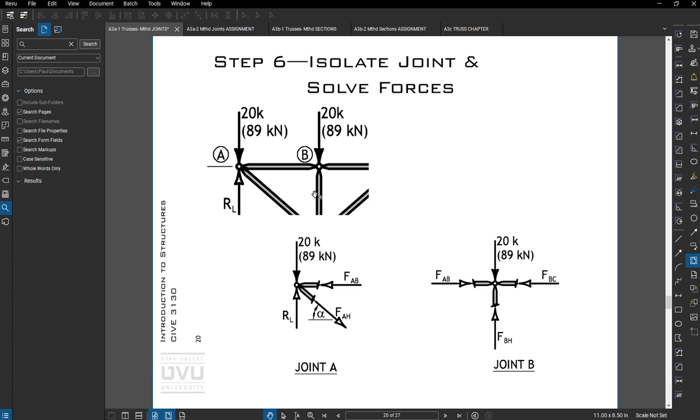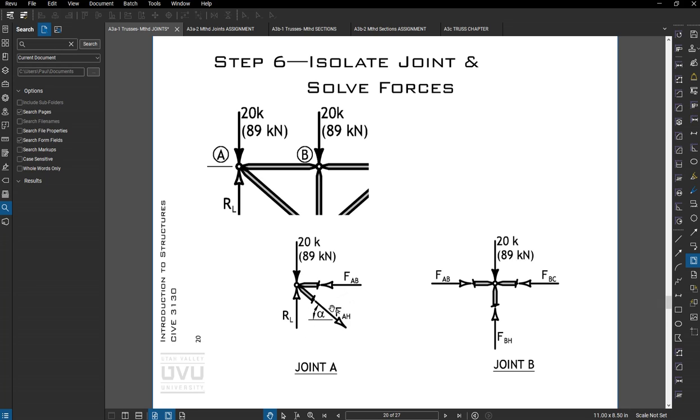Okay, the next is we're going to isolate each joint and solve for the forces. So I'll draw a free body diagram of node A here and include all the loads, and any members that I cut, I'm going to represent those members as a force along the length of the member. So at joint A, I have 2 unknowns. I know my reaction, and I know this load here. With that information, I can do sum of forces horizontally, sum of forces vertically, and get the member forces.